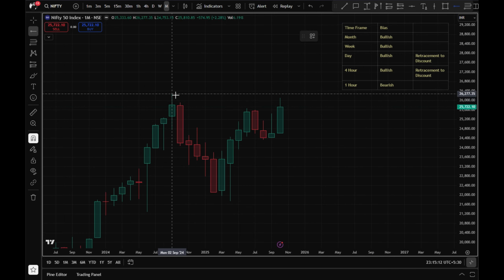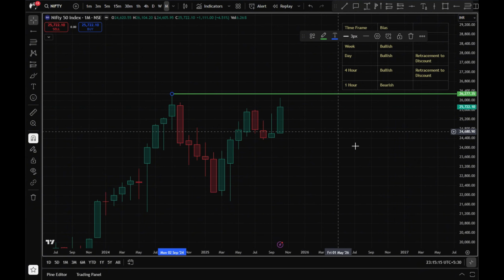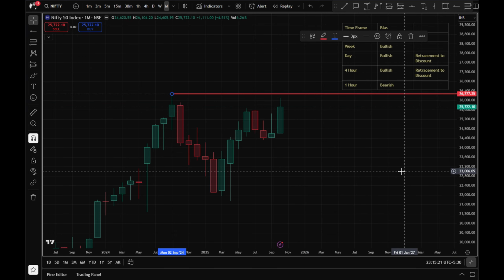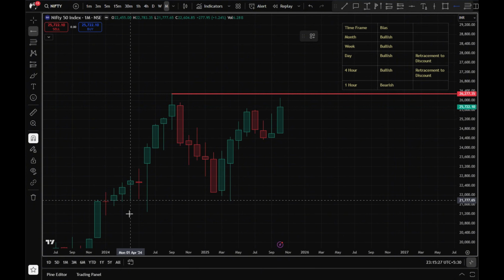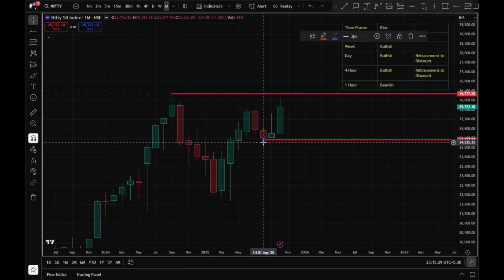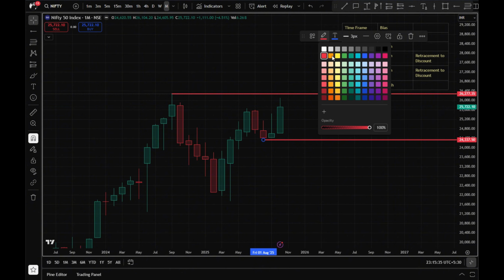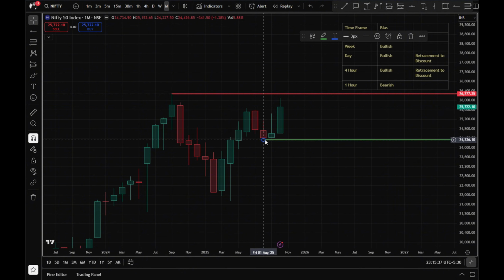Let's mark the important levels. First being ATH, 26,277. I'll mark it in red. That's the next big discount. The other important level on the opposite side, the premium, is at 24,337. That's the previous swing low made in the month of August.